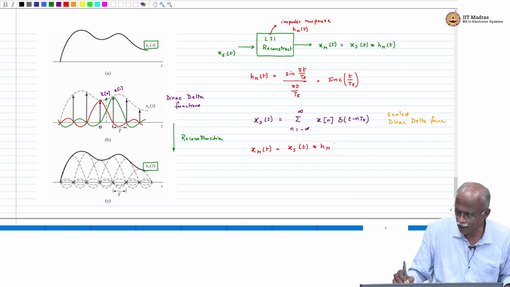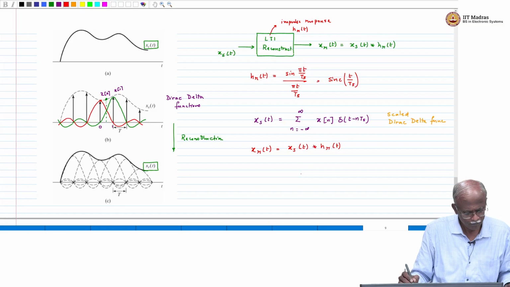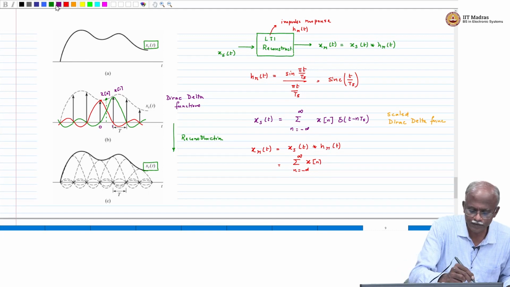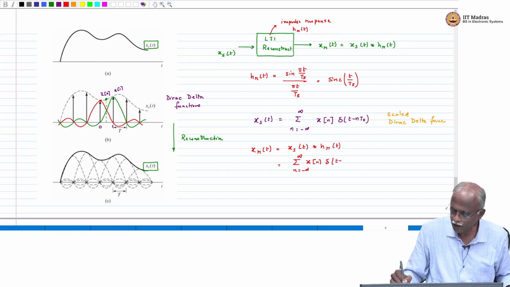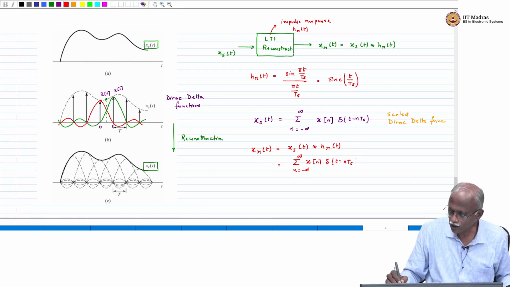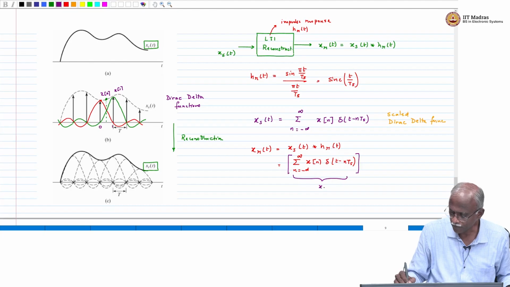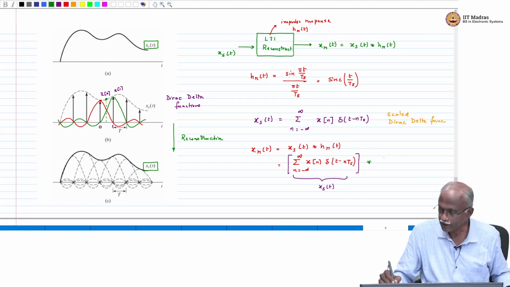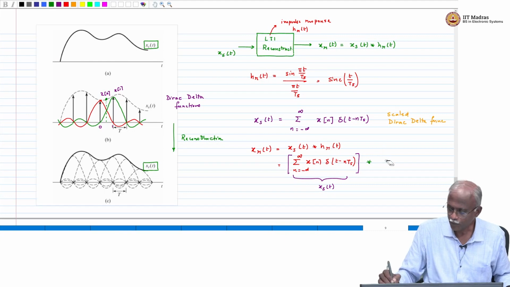Okay. And we know that the reconstructed signal XR of t is equal to XS of t convolved with HR of t. So XS of t is summation n equal to minus infinity to infinity x of n times delta of t minus nTs. So this is one signal. We have to convolve it, so let me put a bracket around this. This represents XS of t, and we have to convolve this with HR of t.